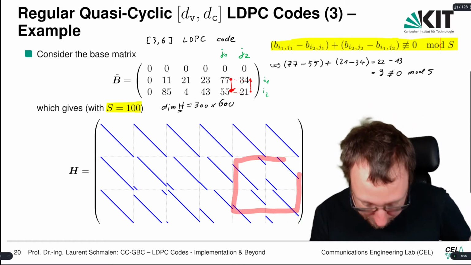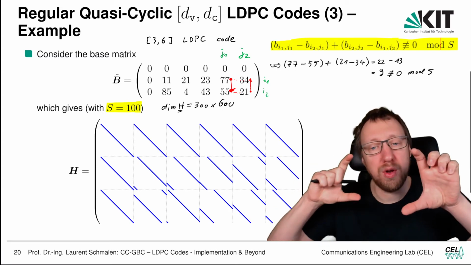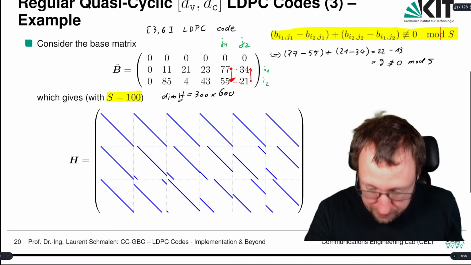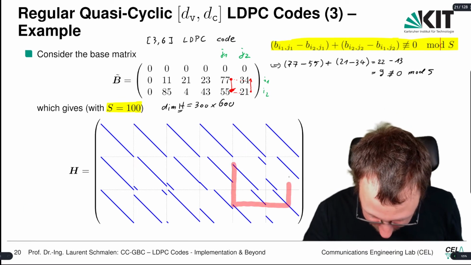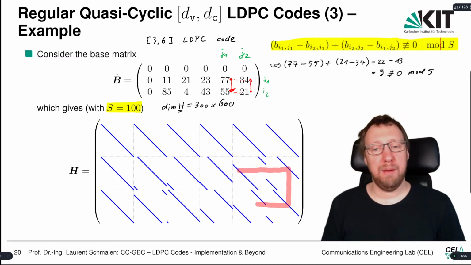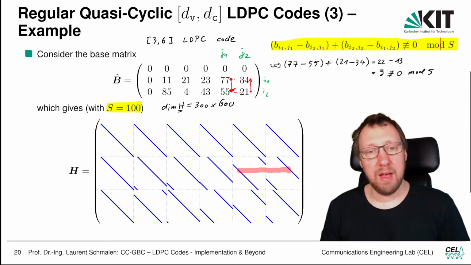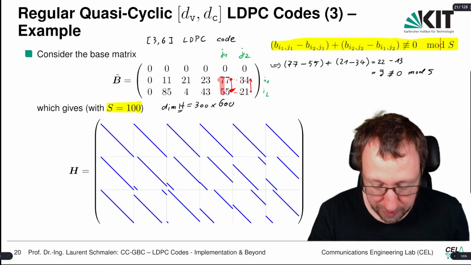You can see this. If you have a fourth cycle, you need to fulfill this row column constraint. So if you, for instance, go down here, you see that you will not form a fourth cycle because you will not end up at the start. And you need to check this for all possible combinations here.